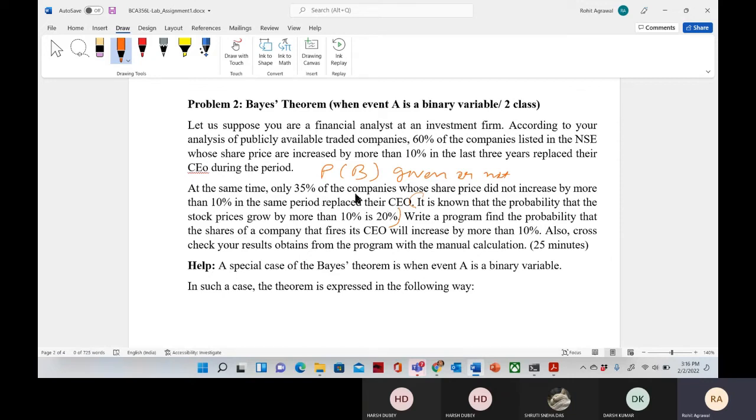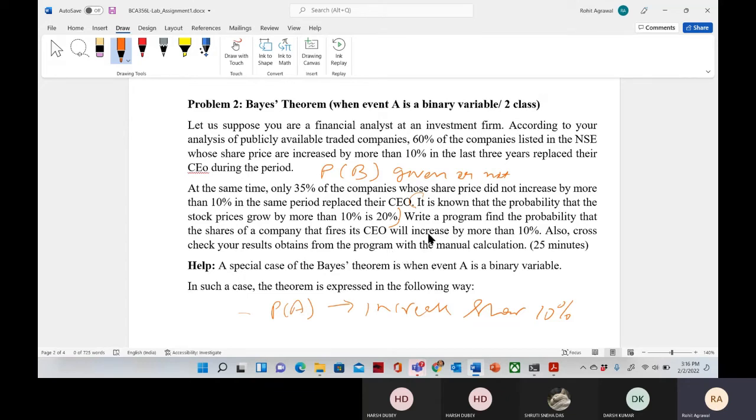And 35% of the companies whose price did not increase by 10%. So P of A, we assume, is the increase in share price of 10%. In the first case, they replaced their CEO, and in 60% of cases their share price increased. In the second case, 35% of companies' share price did not increase, and they also replaced their CEO. So again, P of B is not given.